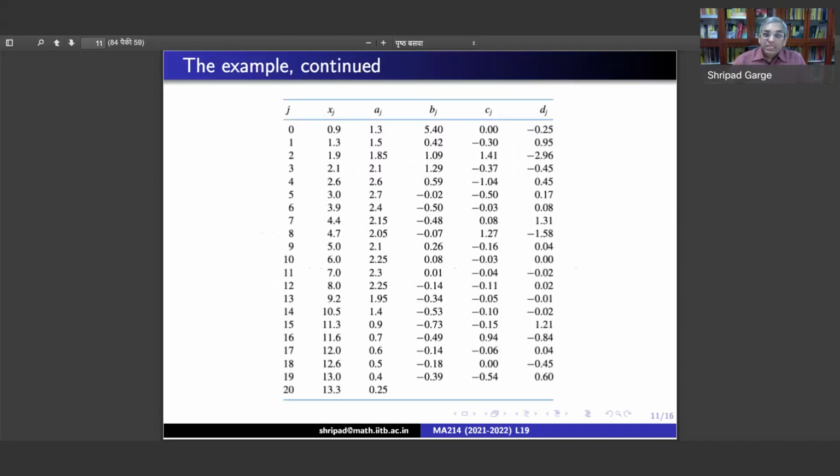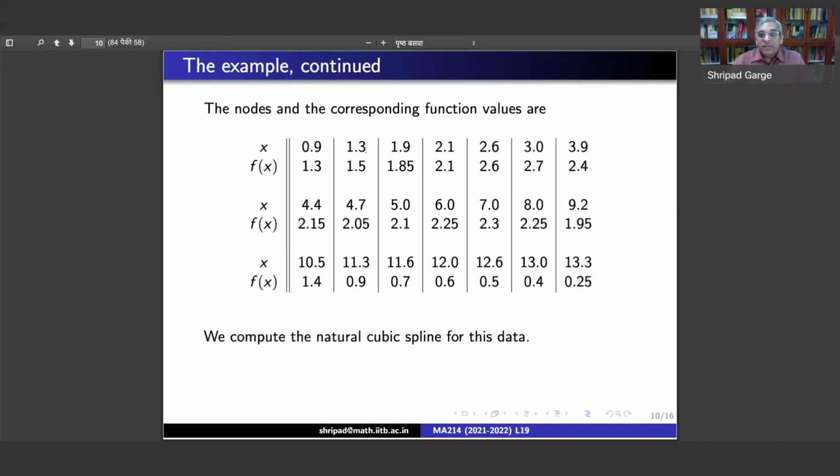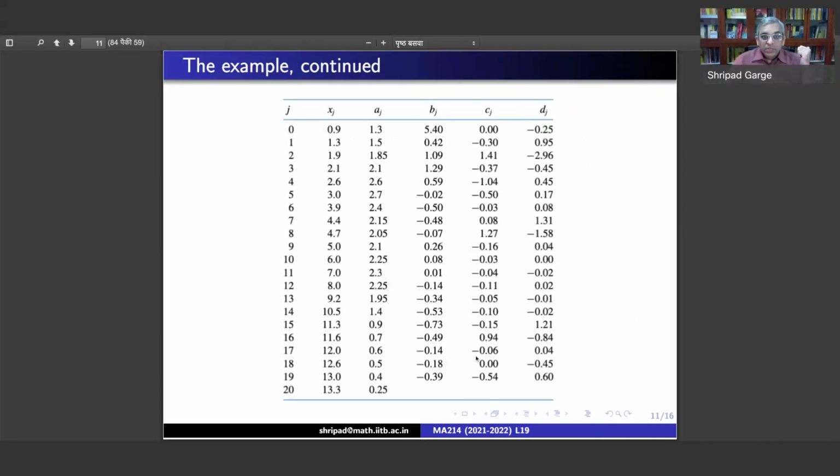These are the cubics. So there were 21 points. In each column here we had 3 points and there were 7 columns. So we have 21 nodes, from 0 to 20, and therefore we are going to get 20 cubic polynomials, as opposed to the degree 20 Lagrange interpolating polynomial that we had. So here we have AJ, BJ, CJ, DJ. There are 20 such sets.